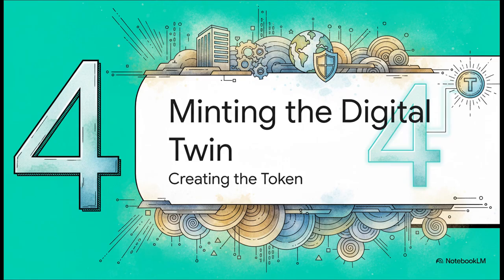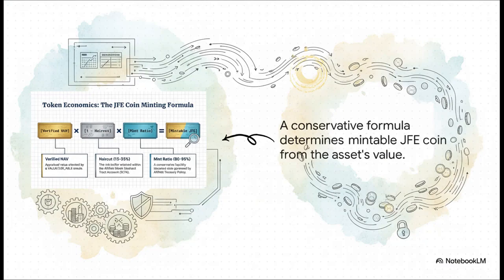Okay, the system is live, it's insured, so now it's time for the really cool part. Minting the digital twin. We're creating the asset's digital counterpart. So how much liquid cash can you actually create? Well, it's not a guess. It's determined by a very specific and, frankly, conservative formula. It starts with the verified value of your asset. Then it applies what's called a haircut, which is basically just a safety buffer to account for risk, usually around 15 to 35%.